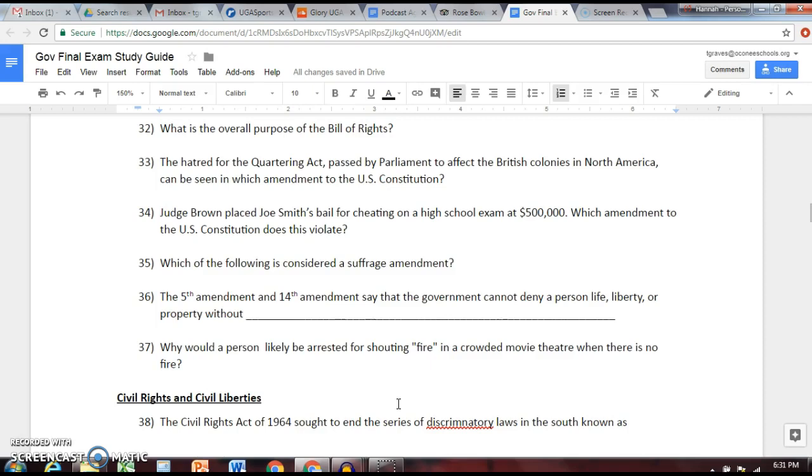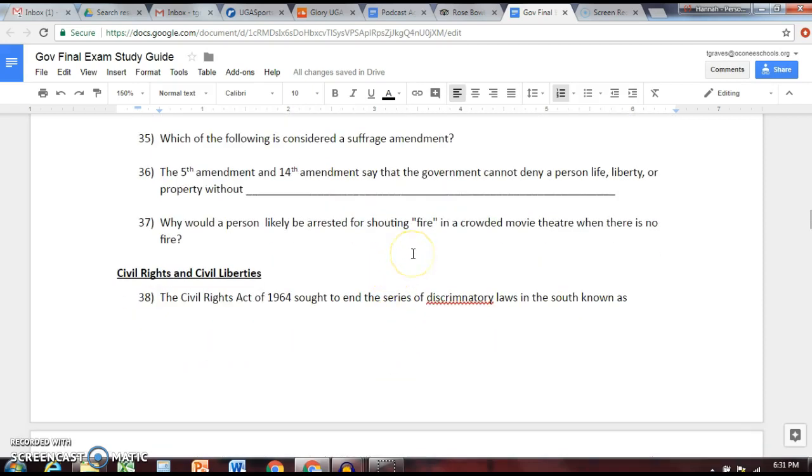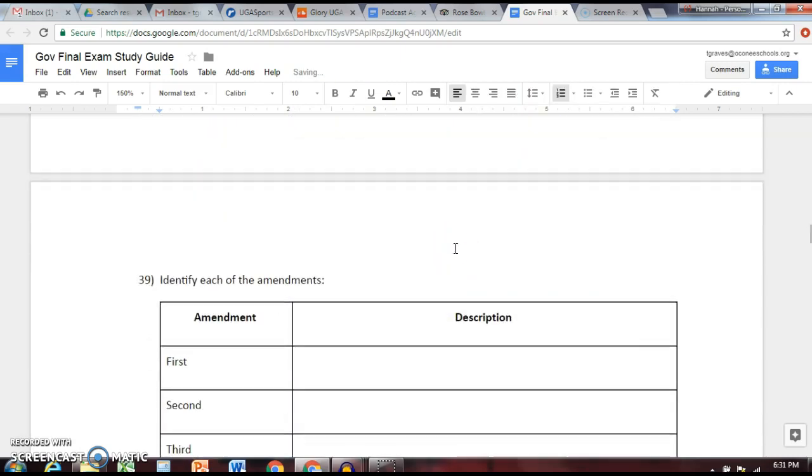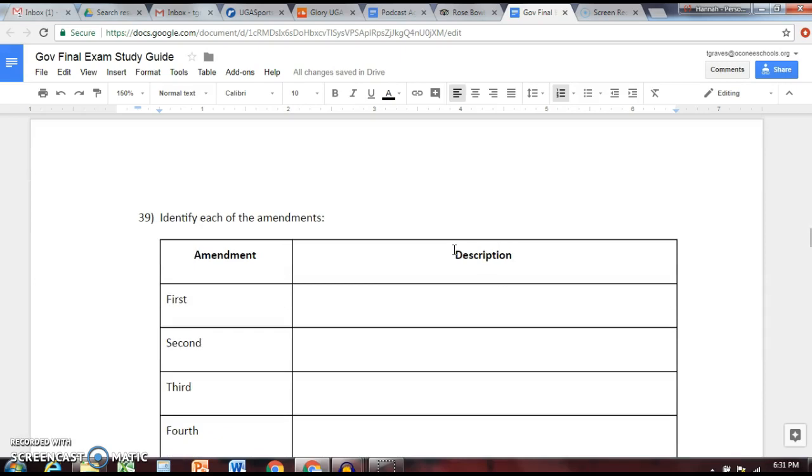Number 37, why would a person be arrested for shouting fire in a crowded movie theater when there's no fire? Because you have to balance your freedom of speech. Somebody might say, hey, it's my freedom of speech, I can shout fire, but you have to balance freedom of speech with concern for the rights and protections of other people as well. If you shout fire in a crowded theater when there's no fire, it's going to lead to probably a stampede, people are going to get hurt and potentially die. Number 38, the Civil Rights Act of 1964 sought to end discriminatory laws in the South known as Jim Crow laws. And then number 39, we will get to in the next video.